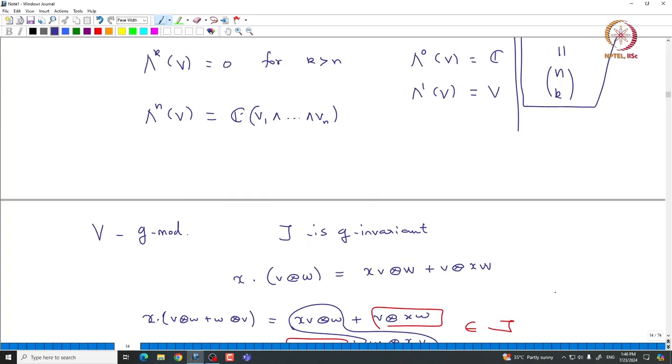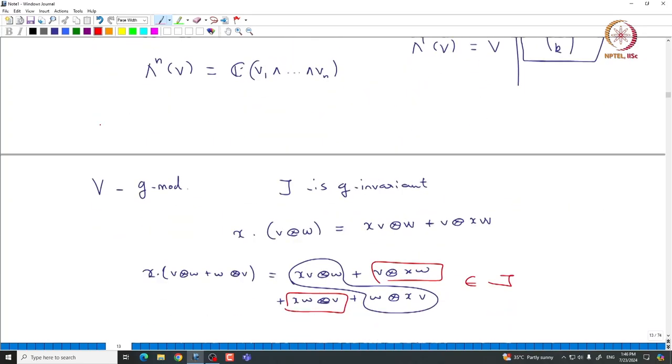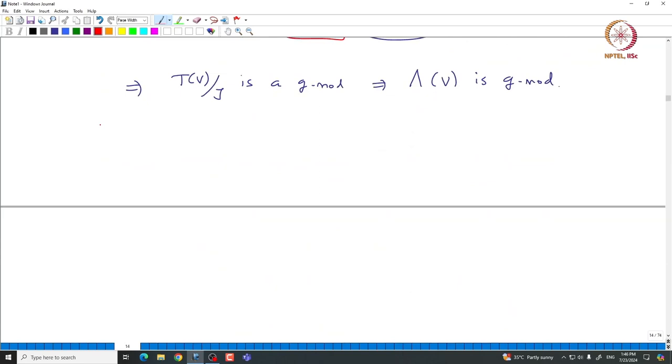Okay. So, now if we take this particular lambda k of V, you can easily see that this is indeed a G submodule. That is because you can just apply it on the basis element and then see what you are getting. So, the action is induced from the tensor product. Let us see how this x is acting on the wedge. If you take x acting on this wedge v_i1 wedge etcetera wedge v_ik, it has to act as a derivation.